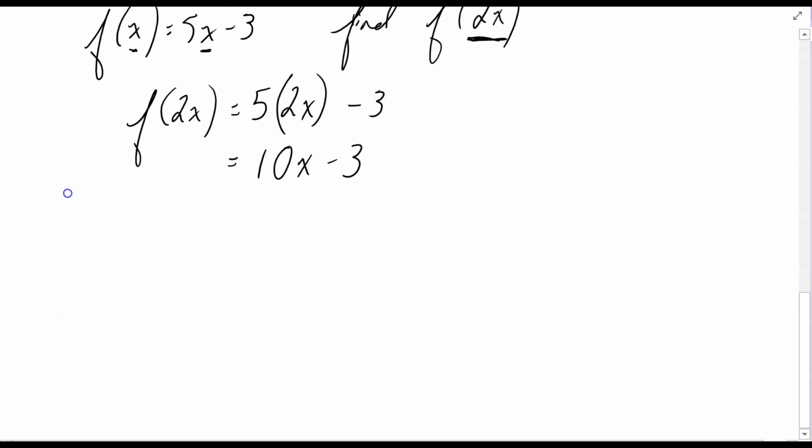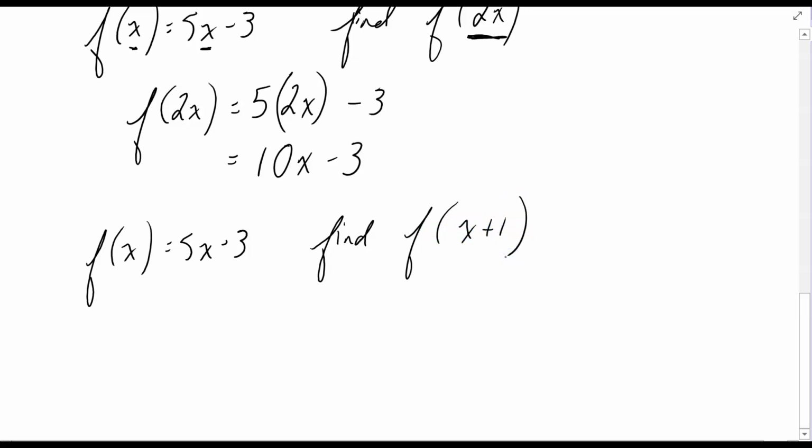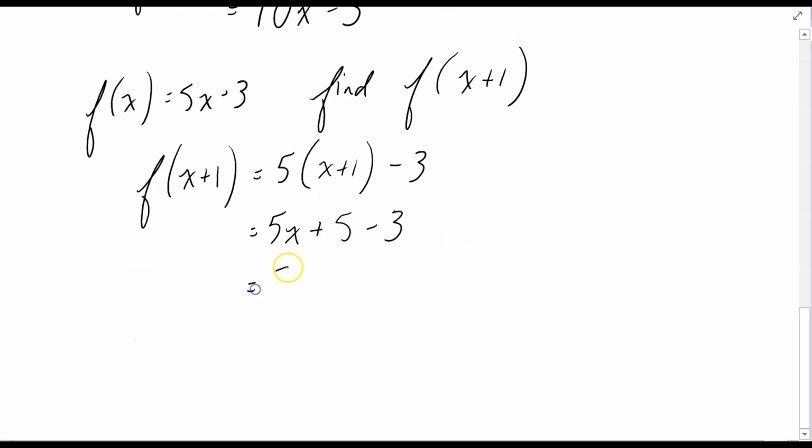Let's take a look at another one. Our f of x is 5x minus 3. Find f of x plus 1. Pause the video and give that a try. F of x plus 1, 5 times x plus 1 minus 3. 5x plus 5 minus 3. 5x plus 2.